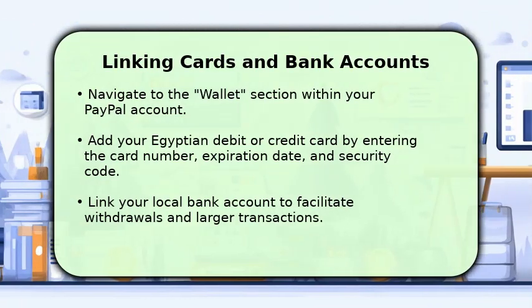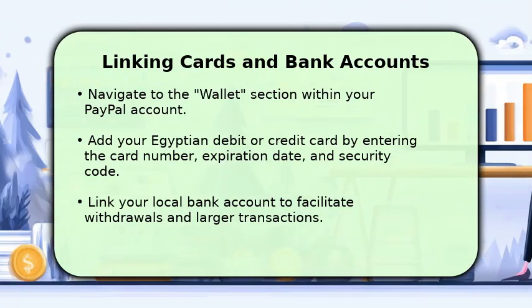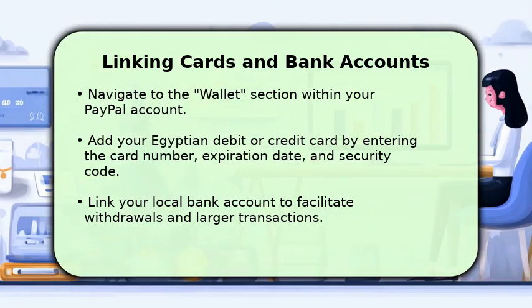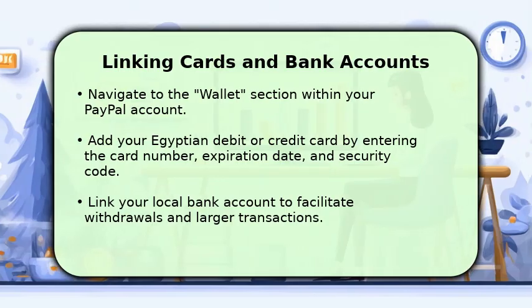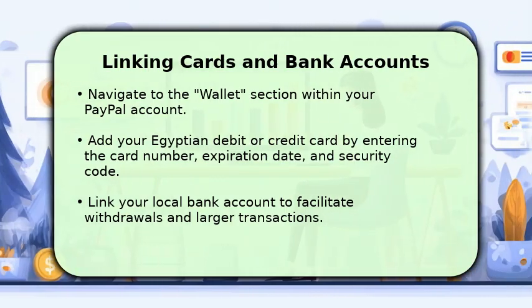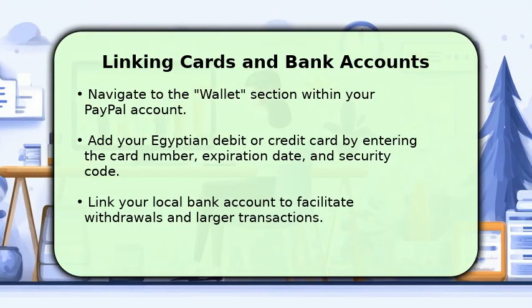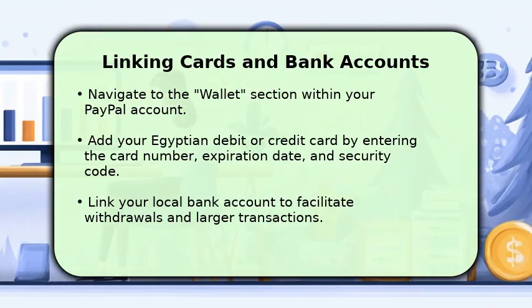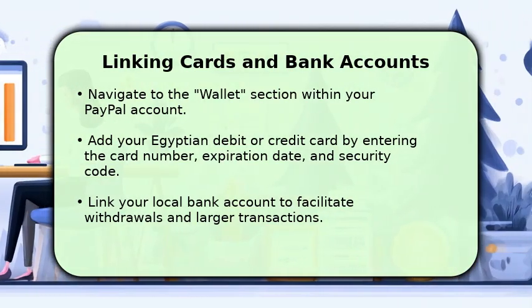Once your account is active, the next vital step is linking your financial instruments. Go to the Wallet section. Here, you can easily add your Egyptian debit or credit card by inputting the card number, expiration date, and the 3-digit security code. For withdrawals, linking your local bank account is essential. PayPal will send 1 or 2 small deposits to verify your account, which you'll confirm within the platform. This ensures a secure connection for all your transactions.